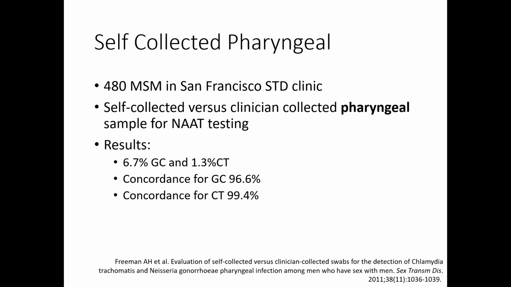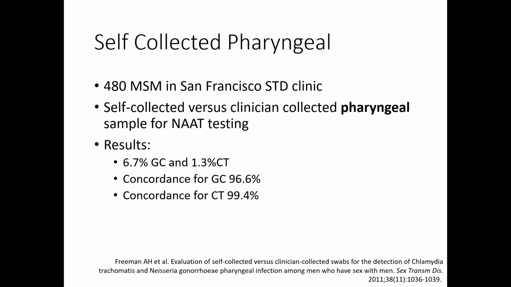Similarly, it seems like doing a pharyngeal swab may be a little bit more difficult. Like, how do you swab the back of your pharynx? Doing a rectal swab seems pretty straightforward, but what about pharyngeal? So this has also been studied, again, using a high-risk population of men who have sex with men in a San Francisco STD clinic, almost 500 patients. And again, they compared clinician-collected versus patient-collected testing.